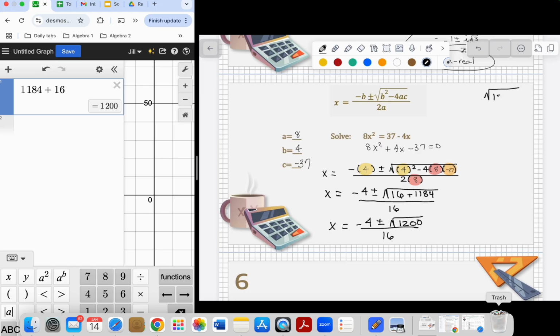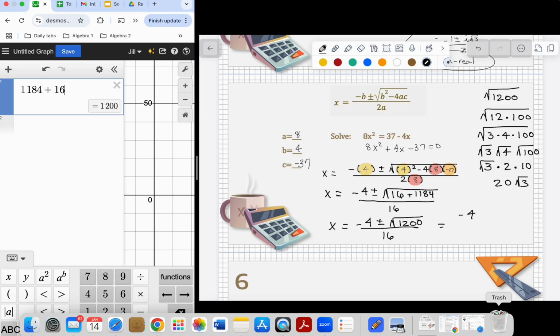And then I can simplify that radical 1200. I know that that's equal to 12 times 100. And I chose 100 because that's a perfect square. And then I'm going to rewrite 12 as 4 times 3 because 4 is a perfect square. So I'm just breaking that up into as many perfect square factors as I can. And the square root of 3 does not simplify, but the square root of 4 is 2, and the square root of 100 is 10. So the square root of 1200 simplifies to be 20 times the square root of 3.